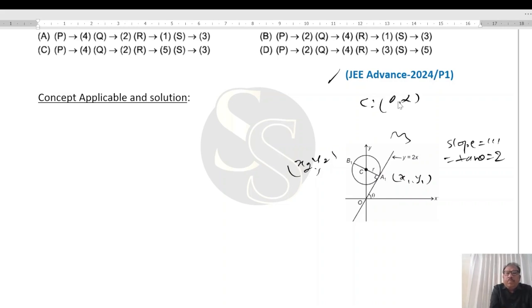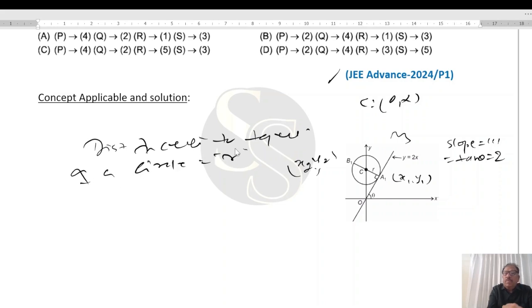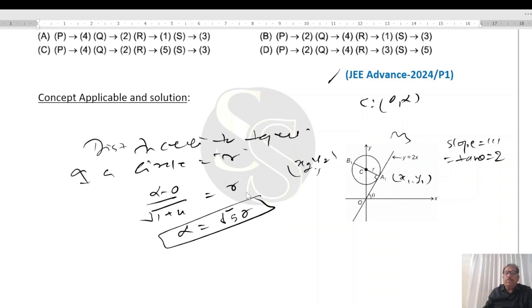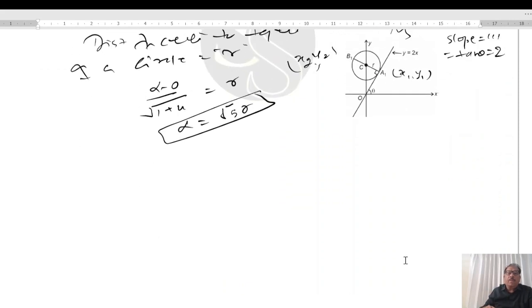The concept applicable is that the distance from the center to the tangent of a circle equals the radius. The distance from the center will be (ax1 plus by1 plus c) divided by root of a squared plus b squared. This comes out to alpha minus 0 divided by under root 1 plus 4, which equals r. So alpha comes out to be root 5 r.